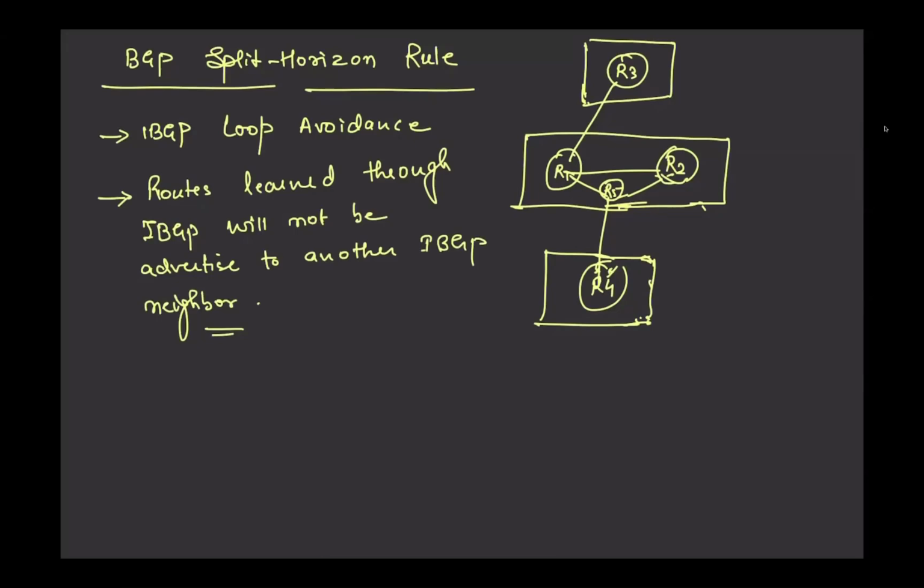Can you repeat this? The routes learned from eBGP? So if you are learning a route from eBGP, you can advertise it, right? Okay.